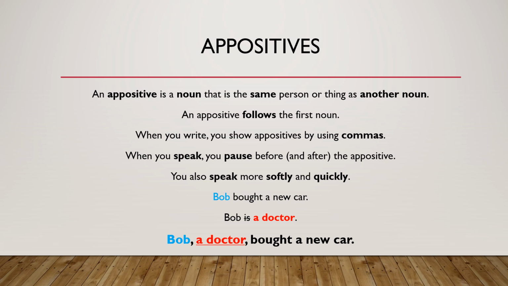When you write, you use commas. The appositive is directly after the noun that it matches. So Bob, a doctor, those are touching. And when you speak, you pause where there are commas, and you say the appositive more softly and quickly. So it sounds like this. Bob, a doctor, bought a new car. You try. Bob, a doctor, bought a new car.